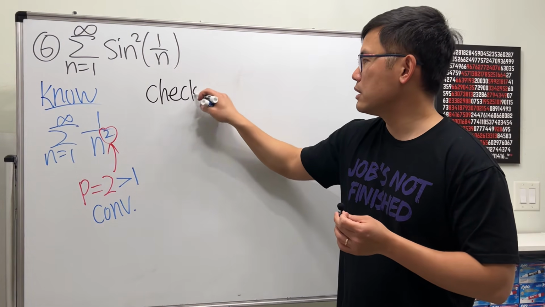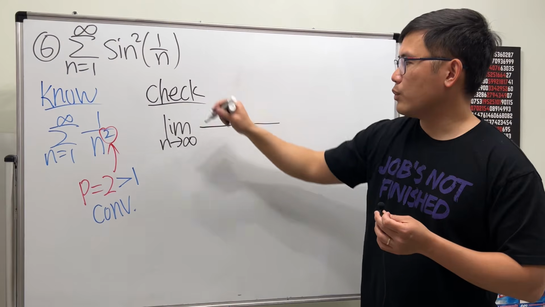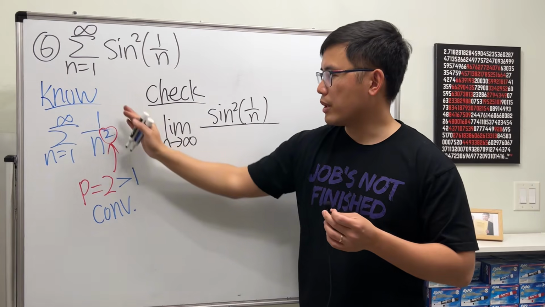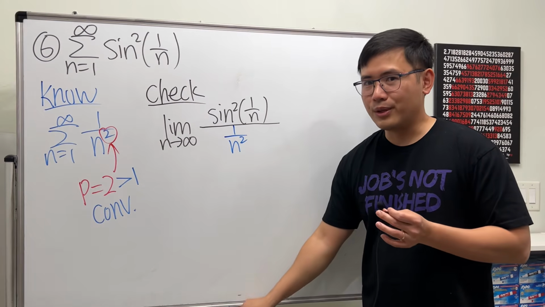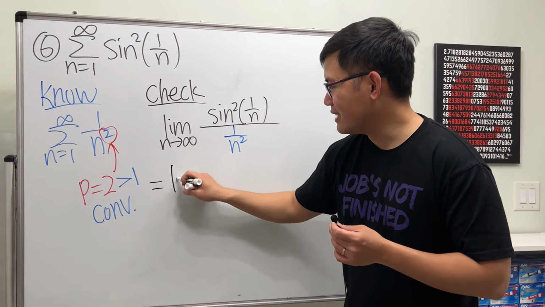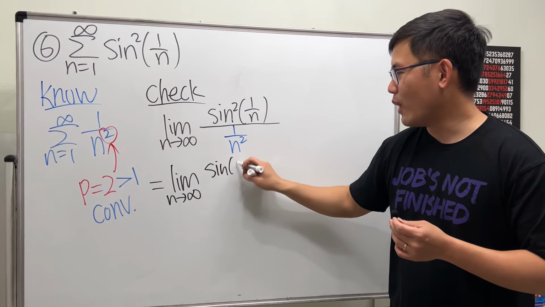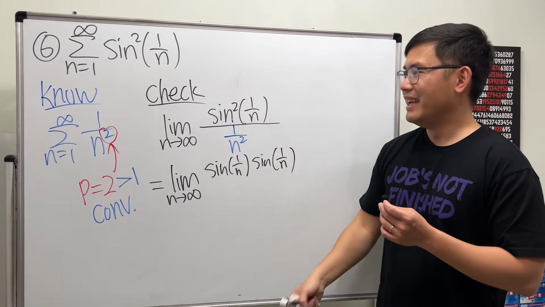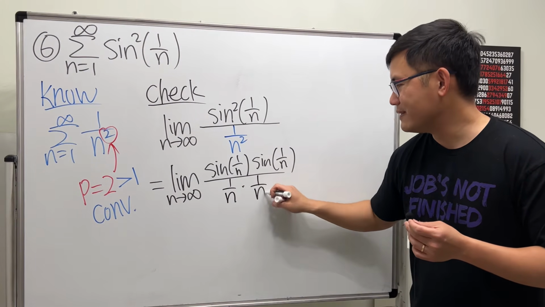Now, again, check the limit as n goes to infinity. That's the one we're trying to do, sine squared of 1 over n, and we put down this right here that we know. Before we do the substitution like what we did earlier, let me split this. This right here is the same as the limit as n goes to infinity of sine of 1 over n times another sine of 1 over n. On the bottom, also do the same: 1 over n times 1 over n.